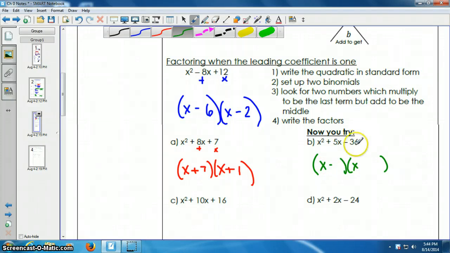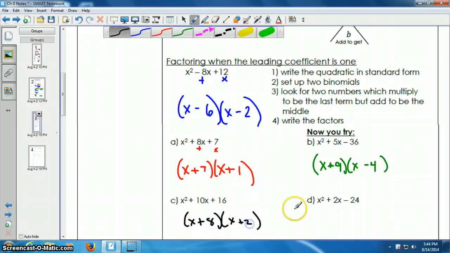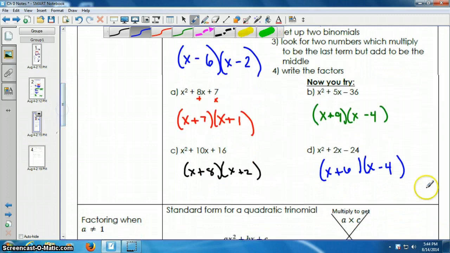All right, so for our answers here, we should have positive 9 and negative 4. For letter C, we should have x and x, 8 and 2. And for D, we should have 6, positive 6, and negative 4. Make sure your 6 is positive and your 4 is negative so that they add to get positive 2.